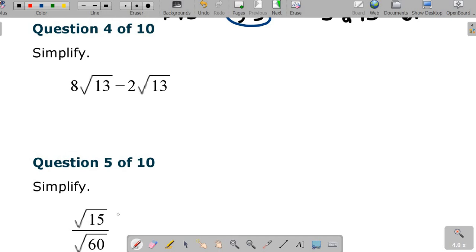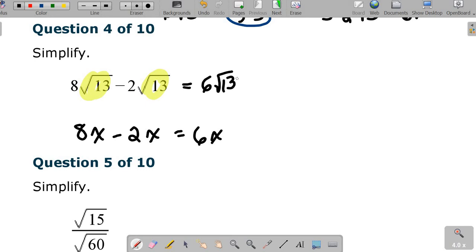We treat radicals the same way we treat variables. So take a look here. Do you see those are the same? So we would treat this as if it was 8x minus 2x, which of course would be 6x. So this would be 6 root 13.